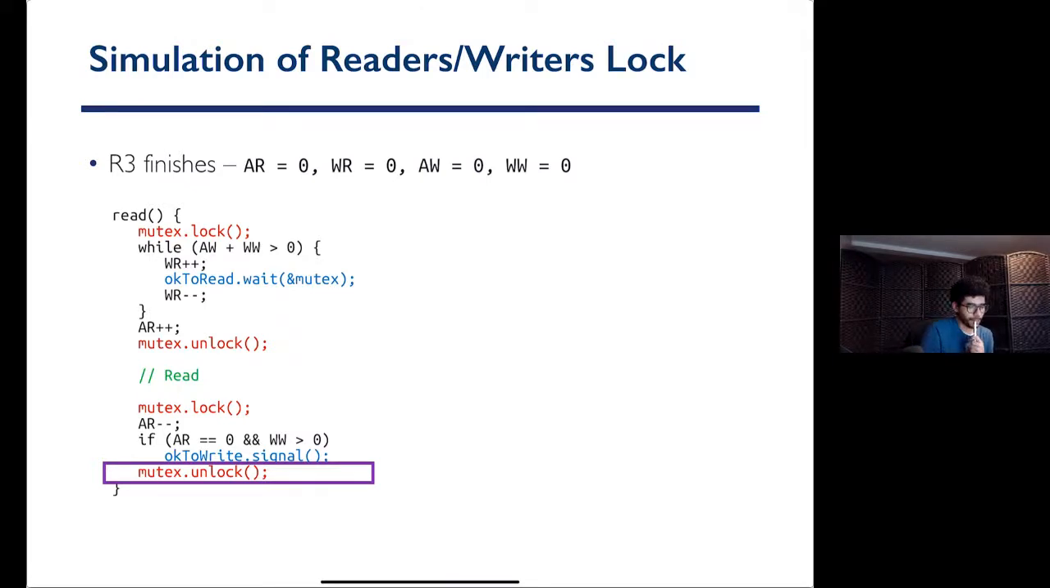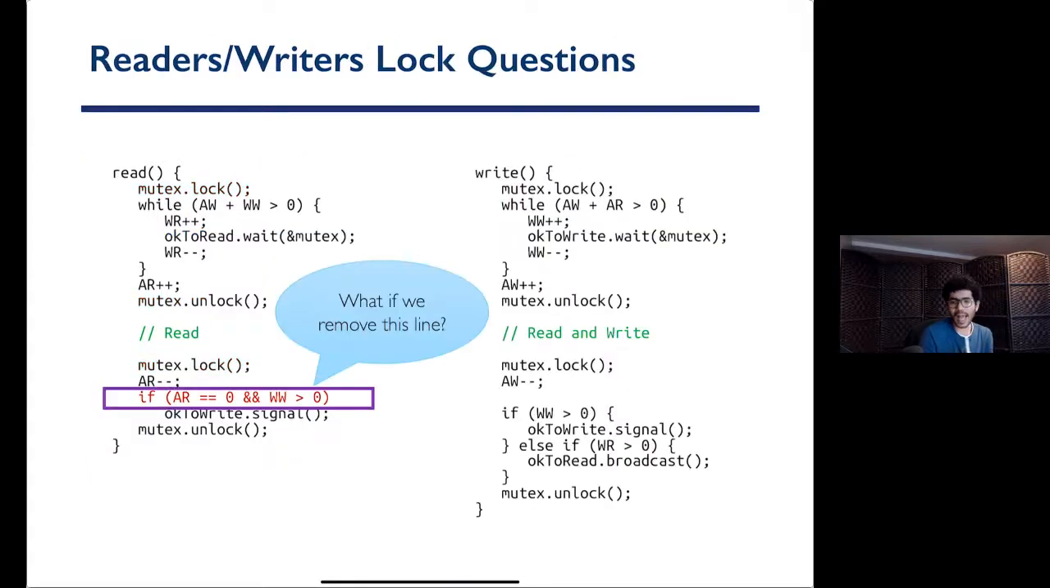OK, now let's analyze this a little bit. Let's say, what if I didn't put this line? This is a question that one of you asked. What if I just signal without checking this? Let's say I don't check if I'm the last reader, or I don't check if there are any other writers waiting, and I just send a signal. Would this change the correctness of my program?